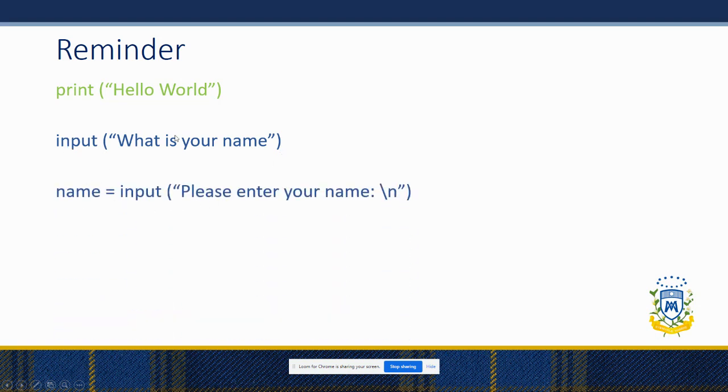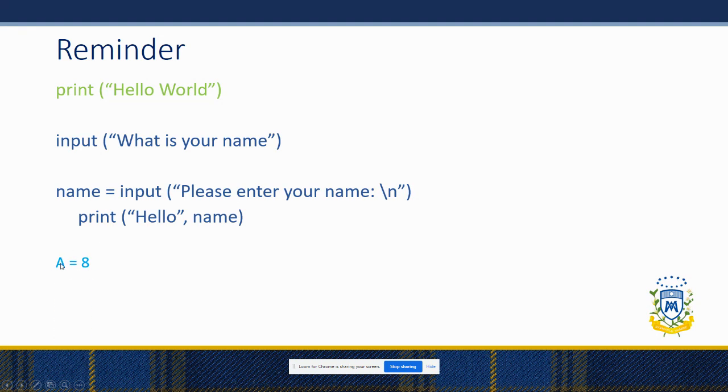If you want to store this as a variable so you can use it later, you're going to say name, this is the variable, equals input. Please enter your name. What I've done is a \n here, which means it will go to a new line. And then if we say print hello name, it will print whatever their name was.